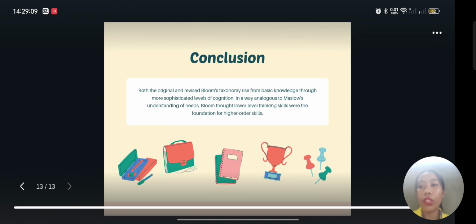So in conclusion, both the original and revised Bloom's taxonomy rise from basic knowledge through more sophisticated levels of cognition in a way analogous to Maslow's understanding of needs. Bloom thought lower level thinking skills were the foundation for higher order skills.